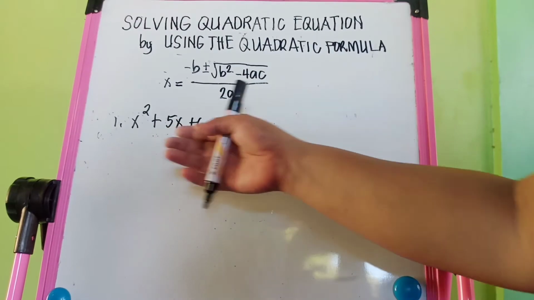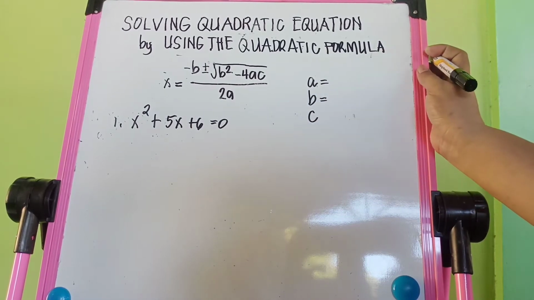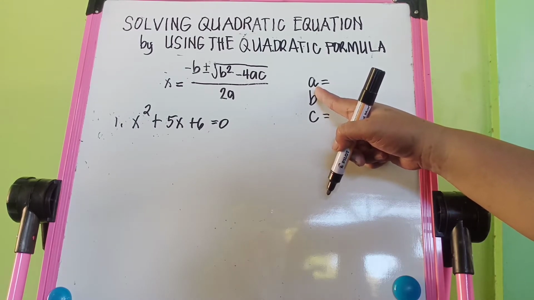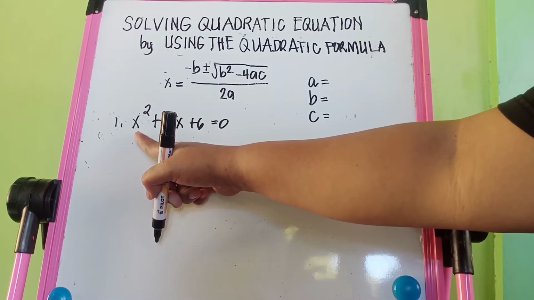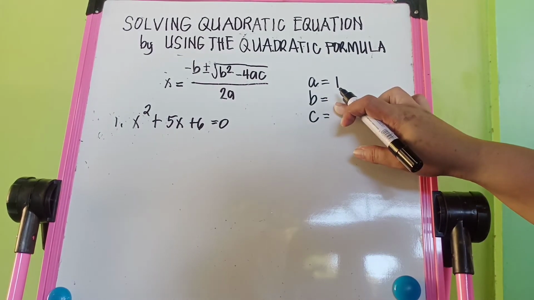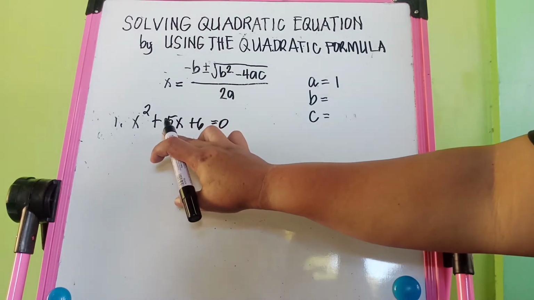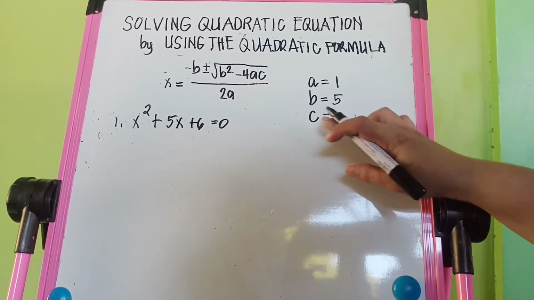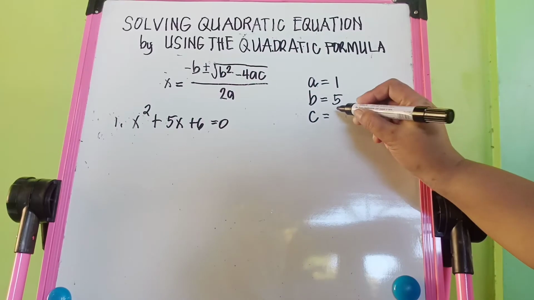So bago natin ito isolve, let us identify first the value of a, b, and c. So ang a is the coefficient of the quadratic term. So dito, the quadratic term is x squared. And ang coefficient niya, since walang nakasulat, so ibig sabihin, it is 1. And then b is the coefficient of the linear term. So in this equation, the linear term is 5x. So ibig sabihin, b is 5. And then, c naman is the constant term. So, sa equation na to, the constant term is 6.